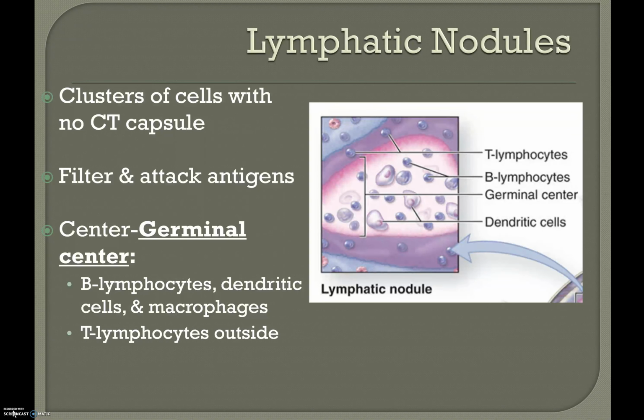So you have to remember this for your exam. The lymphatic nodules have a germinal center that houses the B lymphocytes, dendritic cells, and macrophages, and the T lymphocytes are present outside the germinal center.